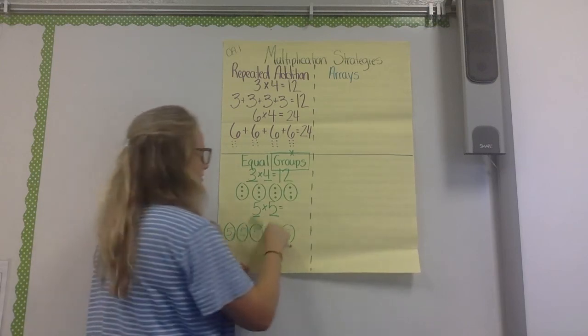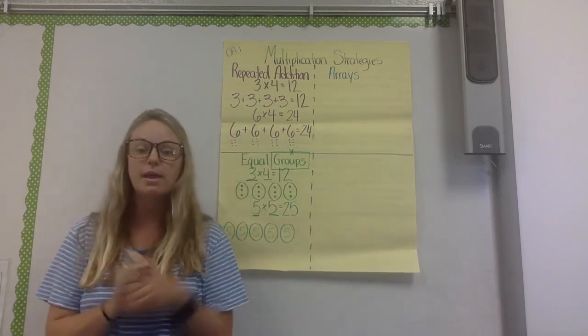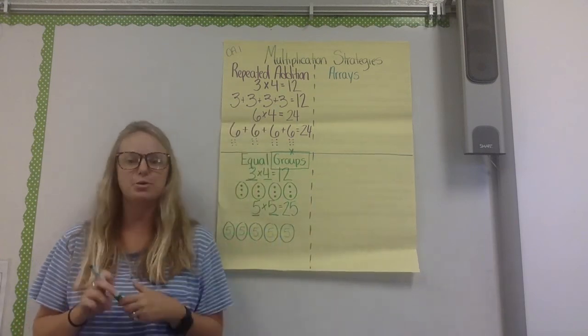5, 10, 15, 20, 25. 5 times 5 equals 25. Make sure you copy it down and now go practice some more.